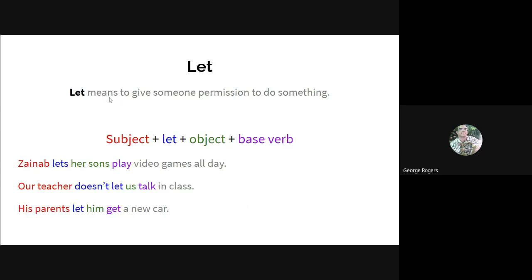Let, okay? Let means to give somebody permission to do something. I like the word allow. That's what let kind of means. You give permission. You are allowed to leave early. So again, we've got the same structure: subject, let, object, base verb. No to in these first three: make, have, and let. There are no to. So if you see a to in front of the base verb, you kind of know it can't be these guys.